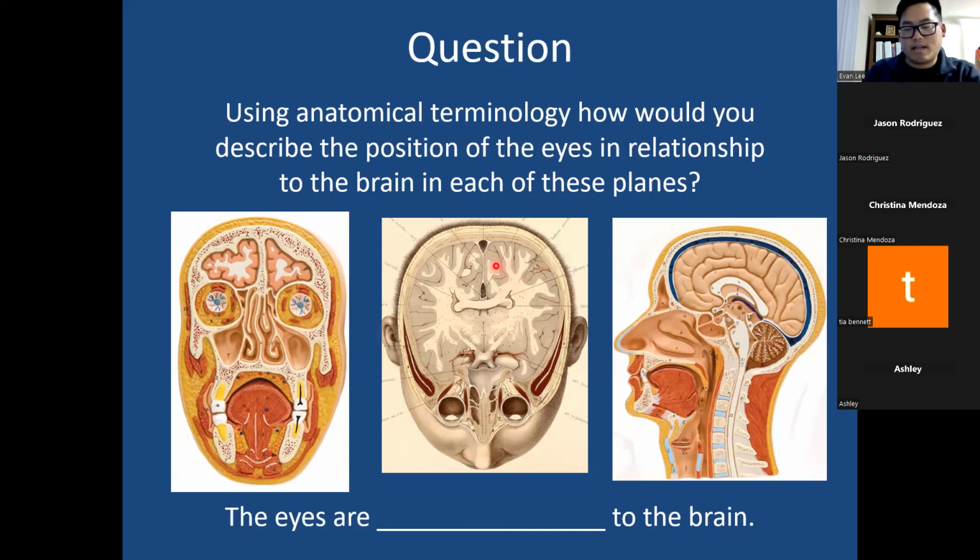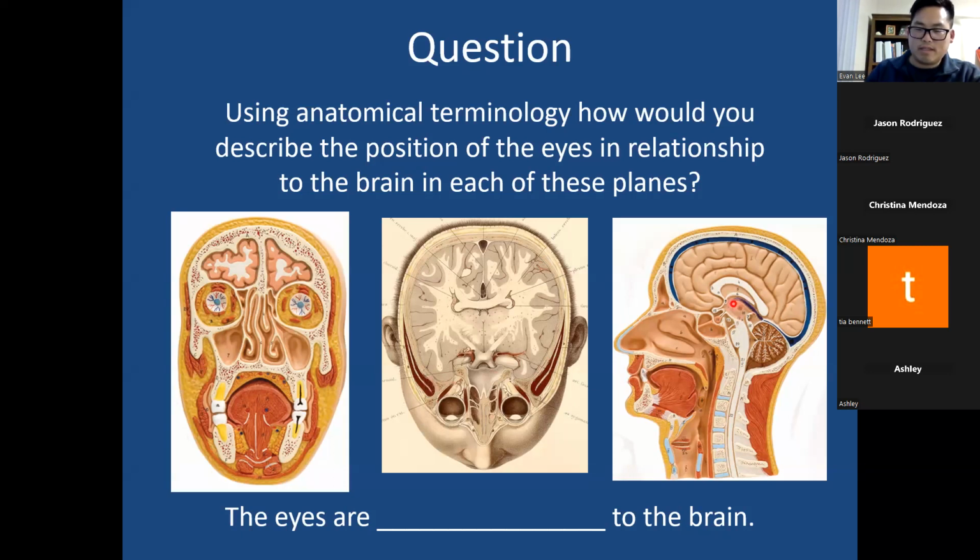Now, let's try and think about this one. Now you can see the brain is here and the eyes are here. Where would the eyes be relative to the brain? So if I said that the eyes look like they are in front of, very good. The eyes would be anterior or ventral to the brain. So once again, looking at different perspectives, you can see the relationships a little bit differently.